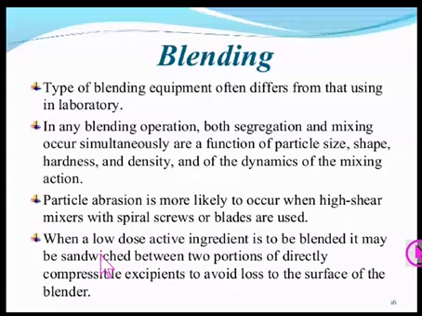and if it is there, the necessary steps must be taken in order to prevent such abrasion. Another point is that when a low dose active ingredient is to be blended, it may be sandwiched between two portions of directly compressible excipients in order to avoid loss to the surface of the blender.